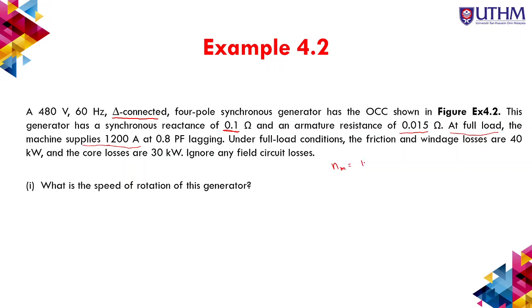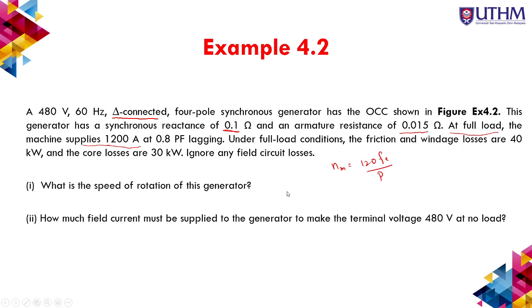And M equal to 120 FE divided by number of poles. Okay, and then how much field current must be supplied to the generator to make the terminal voltage at no load? Okay, so they say like this, terminal voltage 480 at no load.